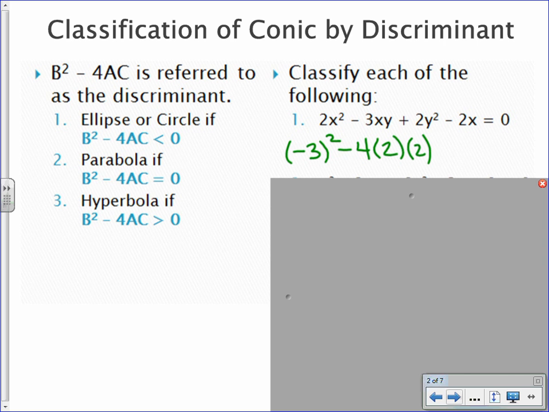So we have 9 minus 16. Doesn't really matter what it is. How does it compare to 0? Negative, so it's less than 0, which means we have either an ellipse or circle. And you have to write both.